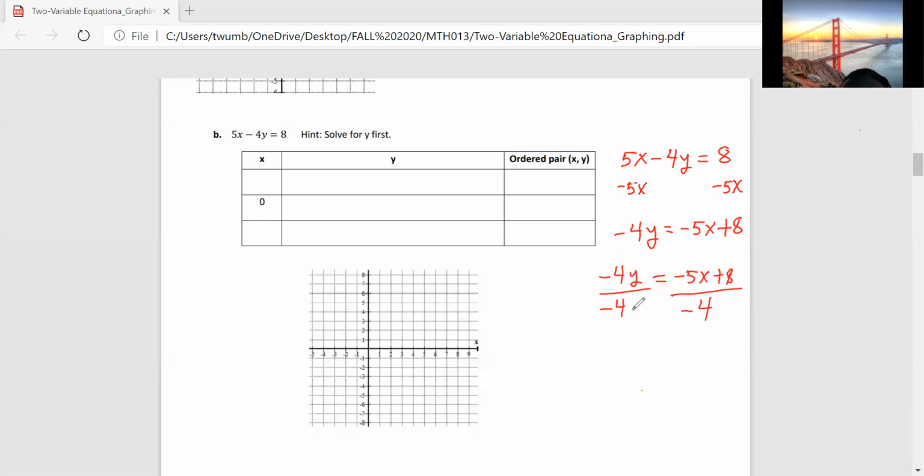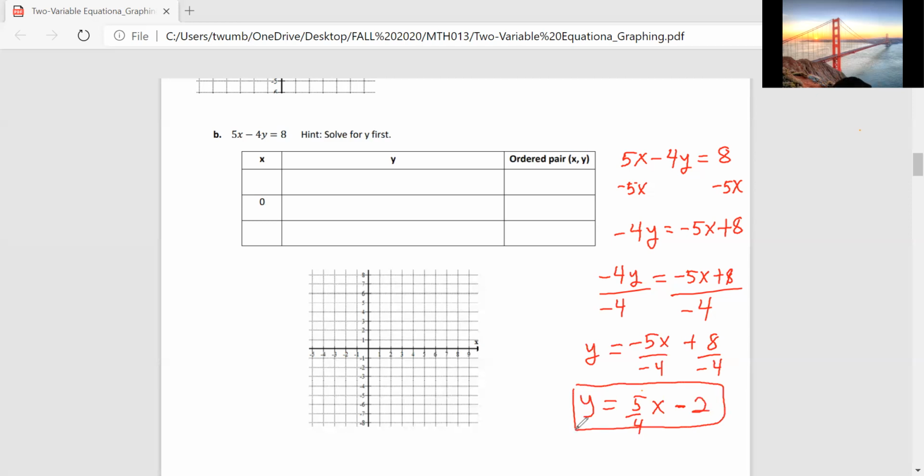The negative 4s will cross out, so I'm left with my y. Then the whole of this is divided by negative 4. I can split them out, so it becomes something like that. Two negatives will always be positive, so that will be 5 over 4 x. And then a plus and a negative will always be a negative. 8 divided by 4 will be 2.